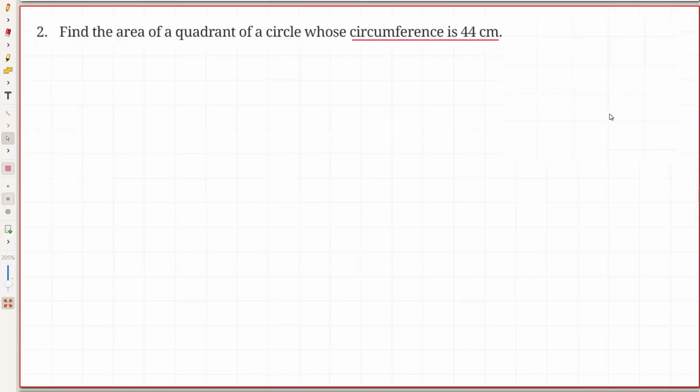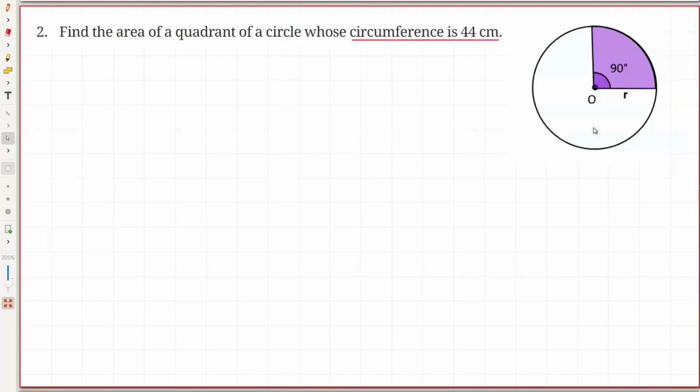Okay, so let me show the diagram. This is a circle with a quarter circle. It's forming 90 degree and the radius is not given, so we have to find out the radius. Instead of the radius, they have given the circumference. If it's a quarter circle, 90 degree, you can go with this. So first, the solution.